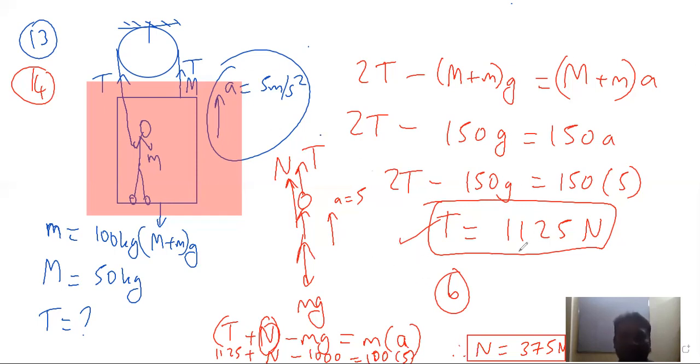So I hope you understood both these questions. Question 13, the option is B, 1125 Newton. Question 14, the answer is option B, which is 375 Newton. So let us move on to the next question, which is question number 15.